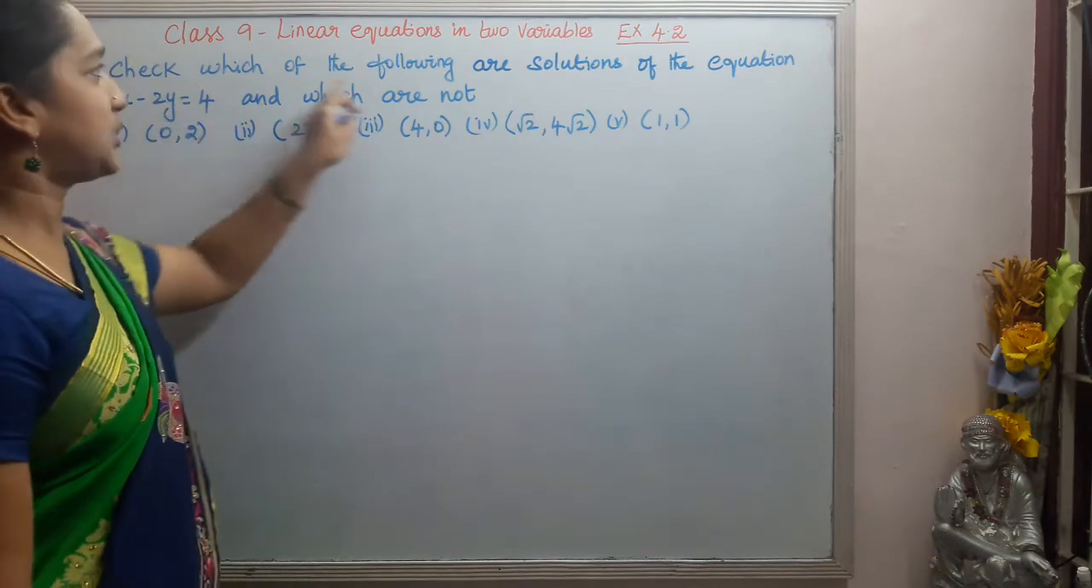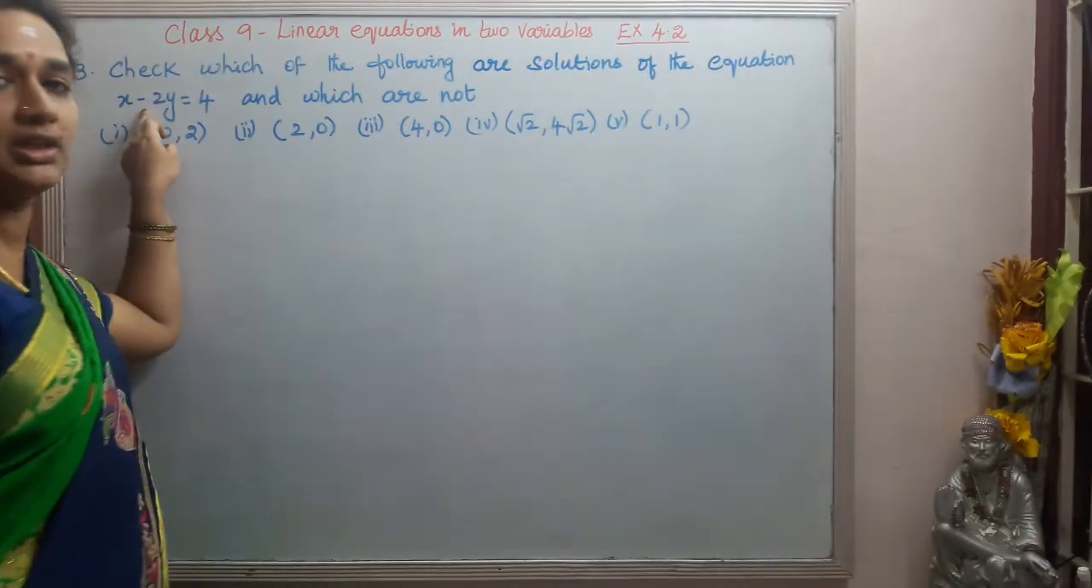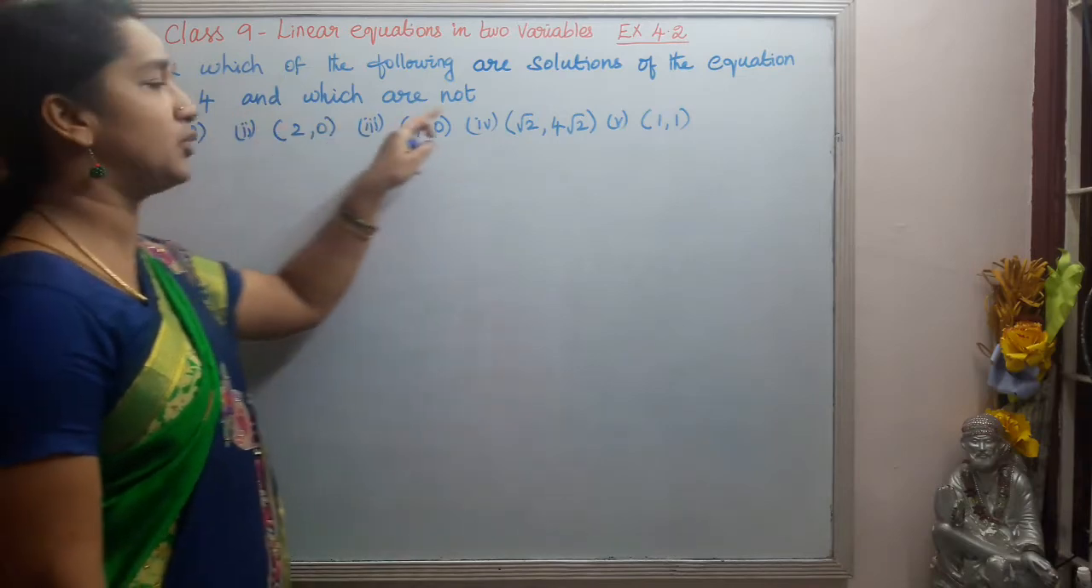Now the third sum. Check which of the following are solutions of the equation x minus 2y is equal to 4 and which are not.